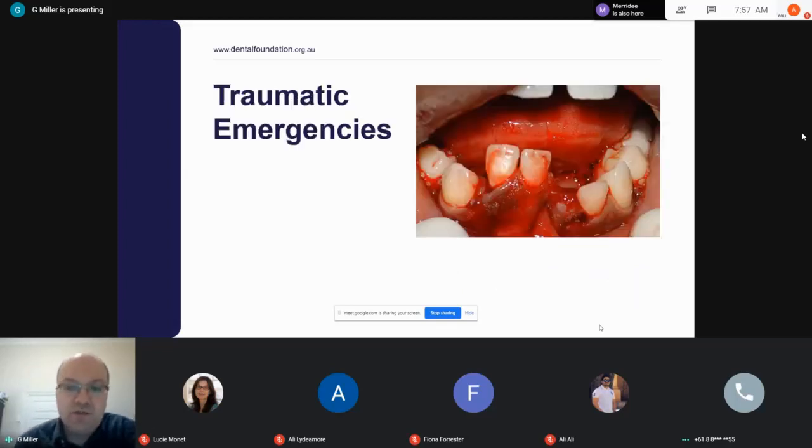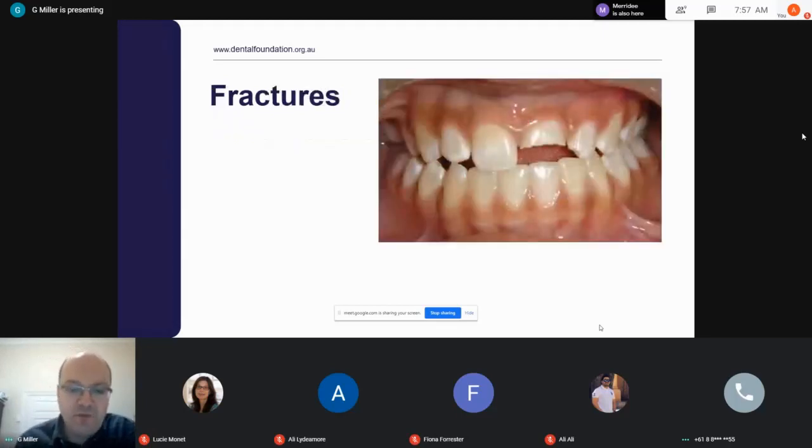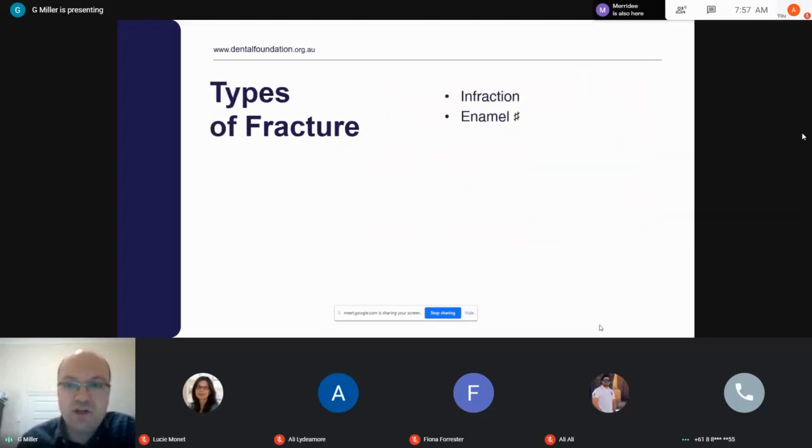Traumatic emergencies will often present to general practitioners and to the ED. And again, my apologies if you are eating breakfast, because it's not the most pleasant thing. The most common is fractures, and fractures of the crown, as you can see from this picture. The types of fracture involve an infraction or an enamel fracture. These are easily managed by a dentist and really do not require any further discussion.